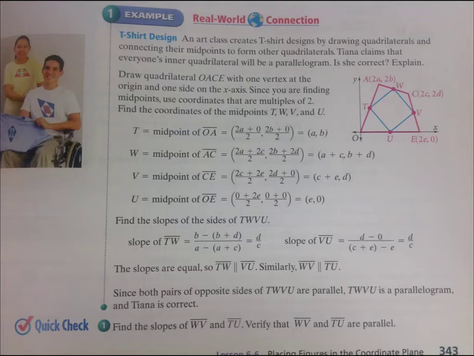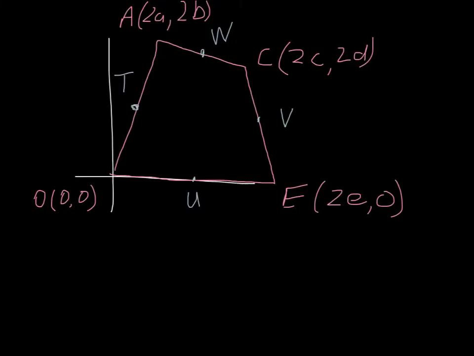Now in Quick Check number 1, they ask you to find the slope of the other two sides. So I want you to please pause the video while you try to get the slope of TU and the slope of WV and see if those are the same. Now I know they already did this for us in the book, but I want to do it one more time to make sure you understand how to find the midpoint.